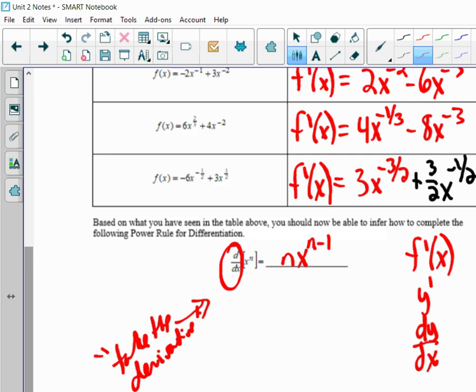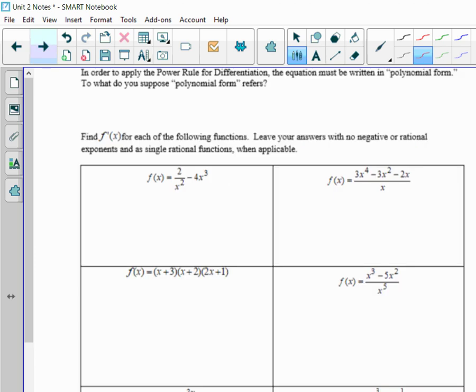Okay, so really big deal. Maybe we got there in class, maybe we didn't. It says in order to apply the power rule, the equation must be written in polynomial form. What do you suppose polynomial form refers to? Well, it means that everything has to be worked out, because right now we only know how to take the derivative of each separate term.